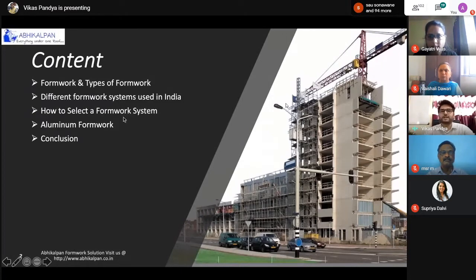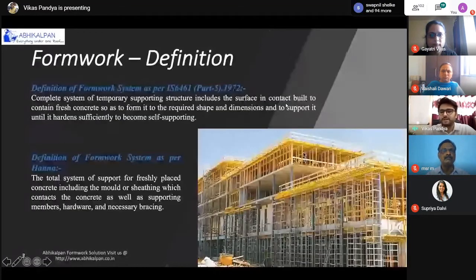First, we'll see the definition of formwork system. In various IS codes and books, it is defined as a temporary structure which supports newly or freshly placed concrete until it has hardened. In this picture, you can see a formwork system which is well placed on site. And why is formwork so important? Because it is very much responsible for the quality of concrete as well as safety at your site, and the economy also depends on the formwork only.